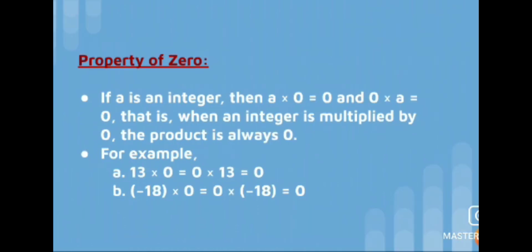Property of 0. If a is an integer, then a into 0 is equal to 0 and 0 into a is equal to 0. That is, when an integer is multiplied by 0, the product is always 0. Whatever number they are giving, if you are multiplying by 0, you will get 0 as the answer. So minus 18 into 0, that is also 0. So this is the property of 0.